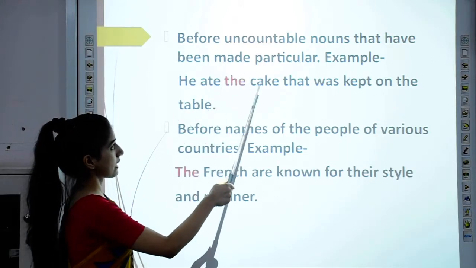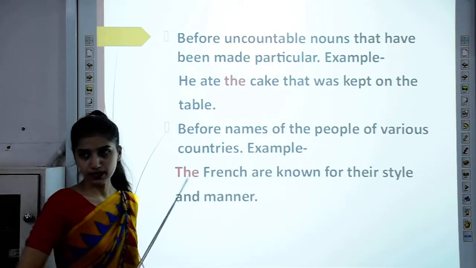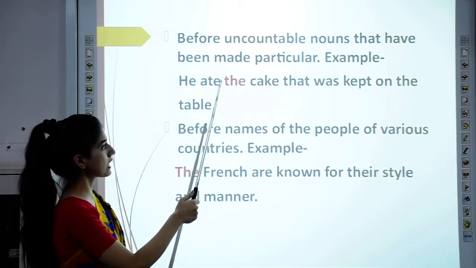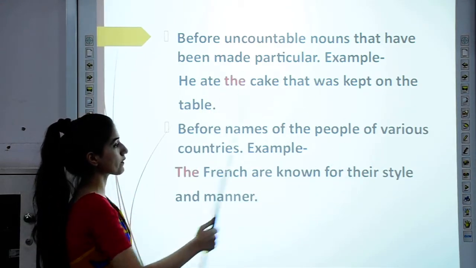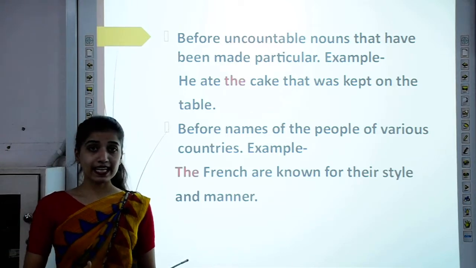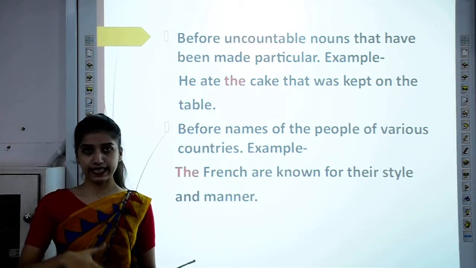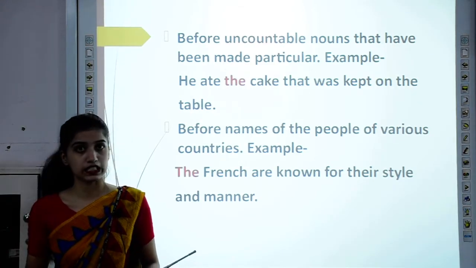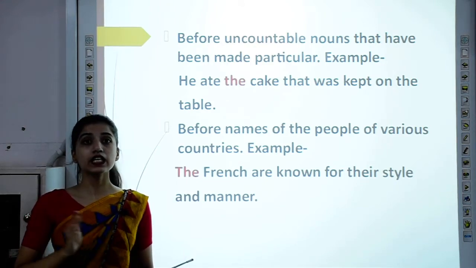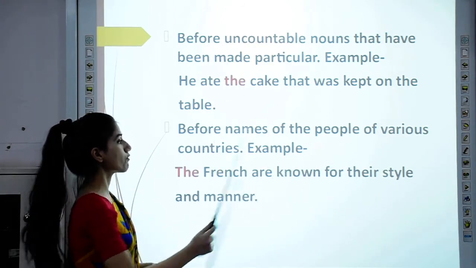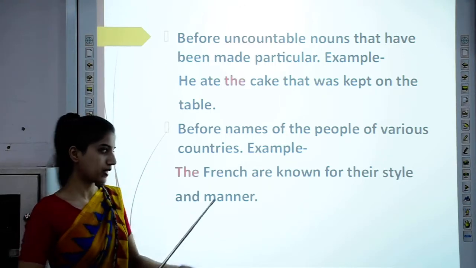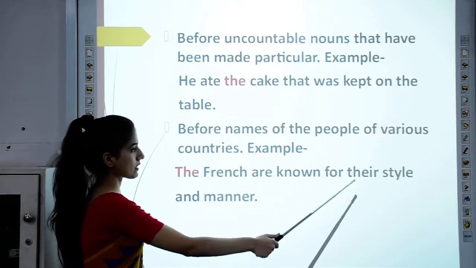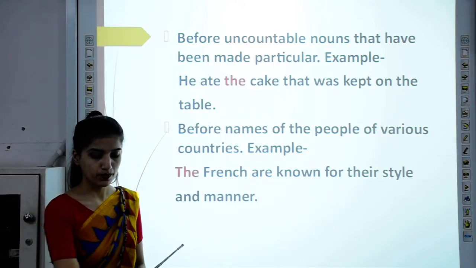"He ate the cake that was kept on the table." So "the cake" is coming over here, that is why "the" is there. Before names of people of various countries: as we belong to the country India, we are Indians. So we will be using "the Indians", not "an Indians" or "a Indian". We use "the" because these are names of the people of various countries. The French, like the people of France: "The French are known for their style and manner." So, justified.